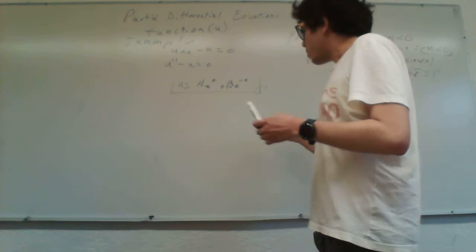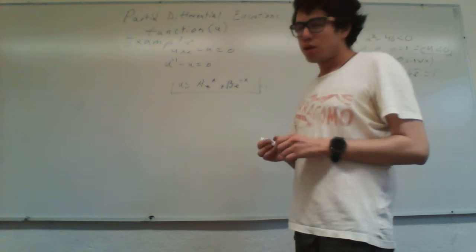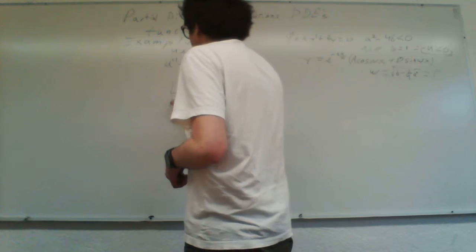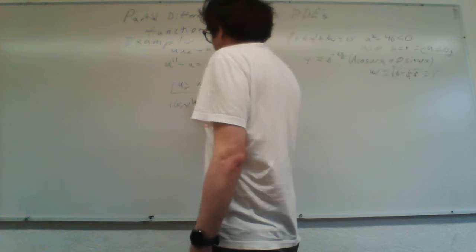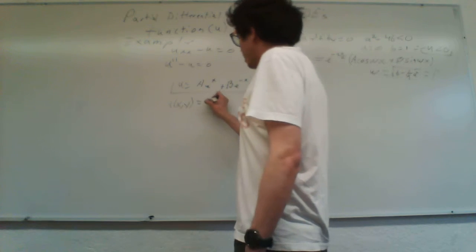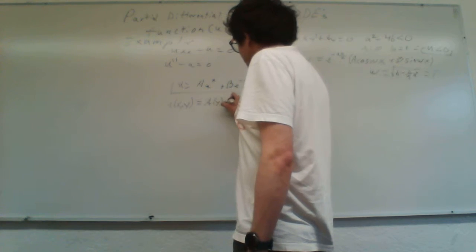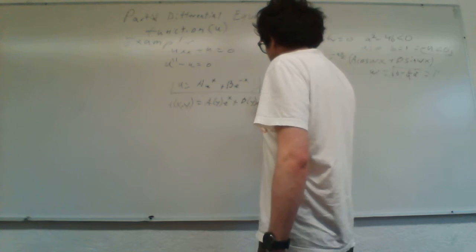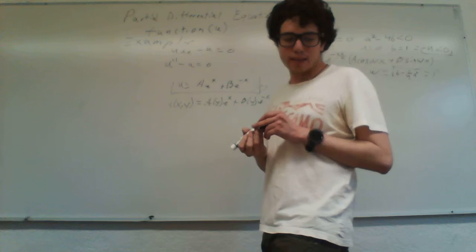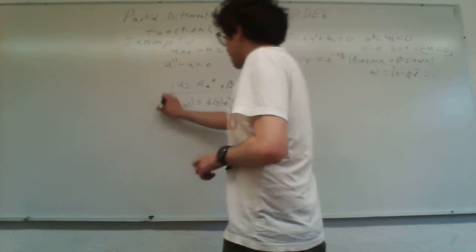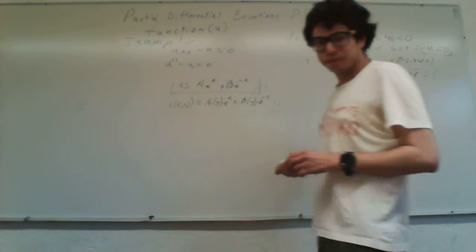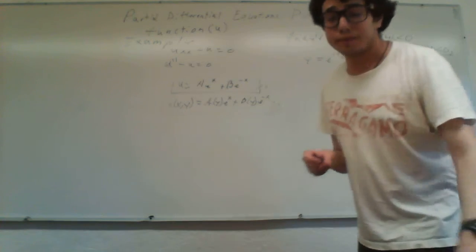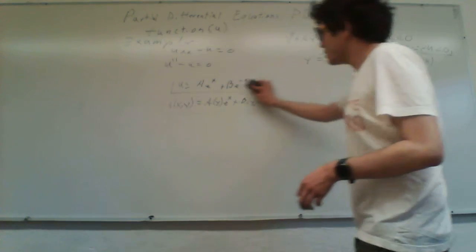But we want it in terms of x and y. And for this it is A of y e to the x plus B of y e to the minus x. So this is the real answer. Okay, I'm going to erase that.